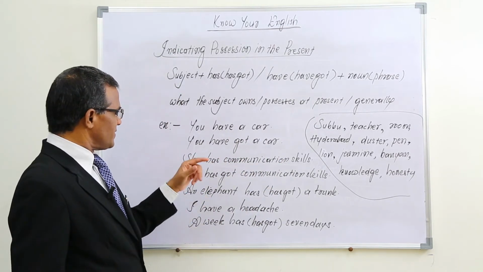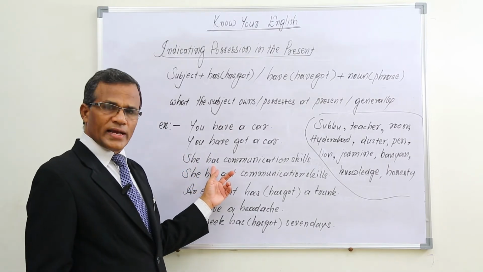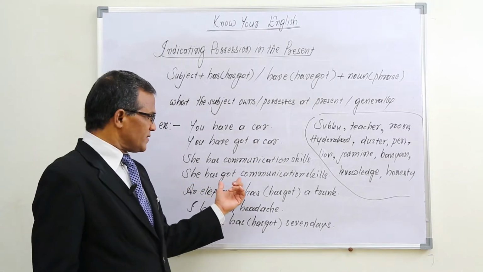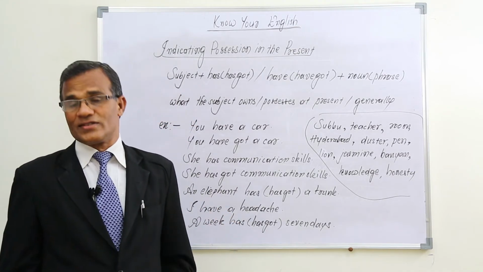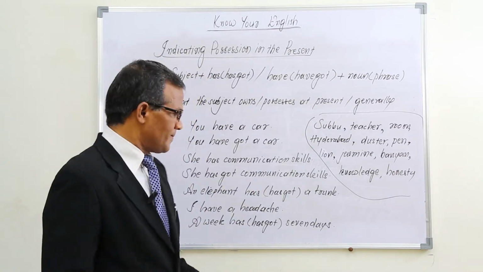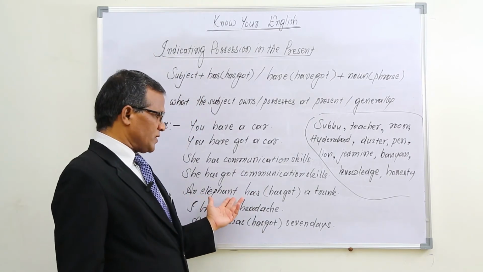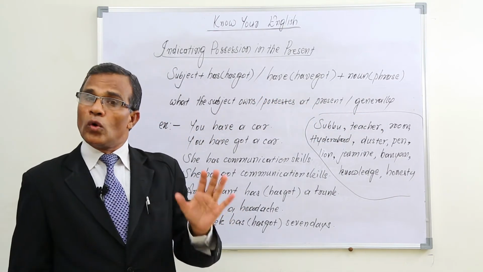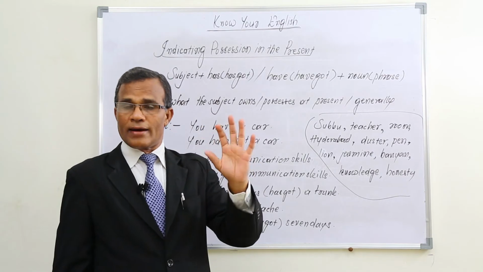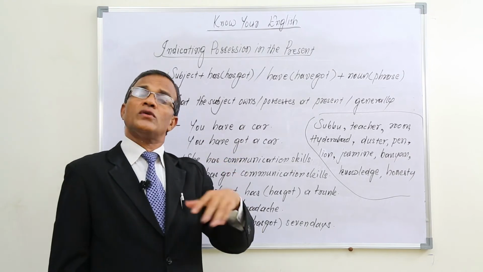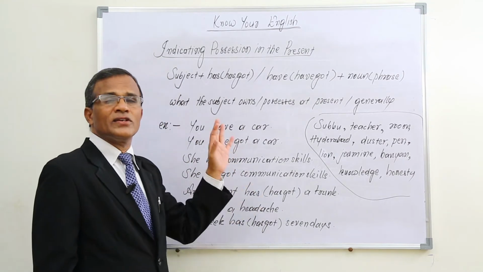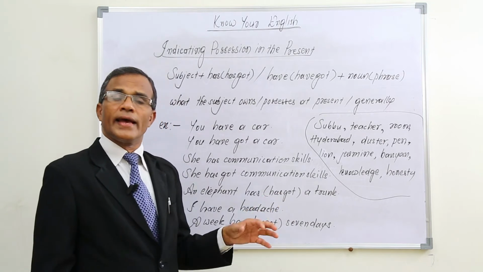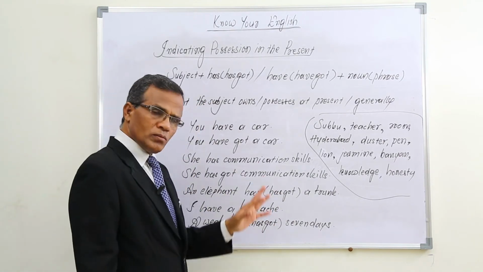Next, for example, she has. If subject is singular, we have to take has or has got. She has communication skills. And you can even say she has got communication skills, means she possesses, she owns communication skills. And for example, an elephant, generally. So we are talking about general things also, not only the things which the people own at present, even generally what they have, even animals also, any things also, which have generally can also be conveyed in this indicating possession. So an elephant has a trunk or an elephant has got a trunk. So both we can say.